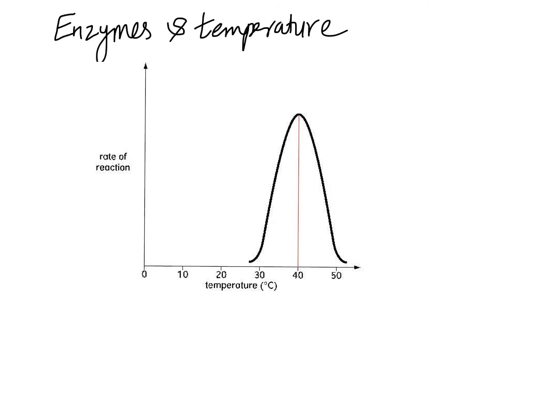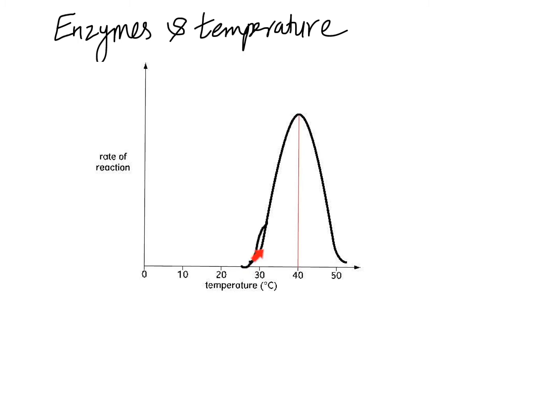What we see here is a graph which shows the effect of temperature on enzymes. It's really important to be able to describe what's happening and explain the shape of the graph here. Okay, as you can see, the rate of the reaction, which is catalyzed by enzymes. We know enzymes are biological catalysts, which means they speed up chemical reactions inside the body, such as digestion. Okay, what you see here is as the temperature increases, the rate of the reaction increases.